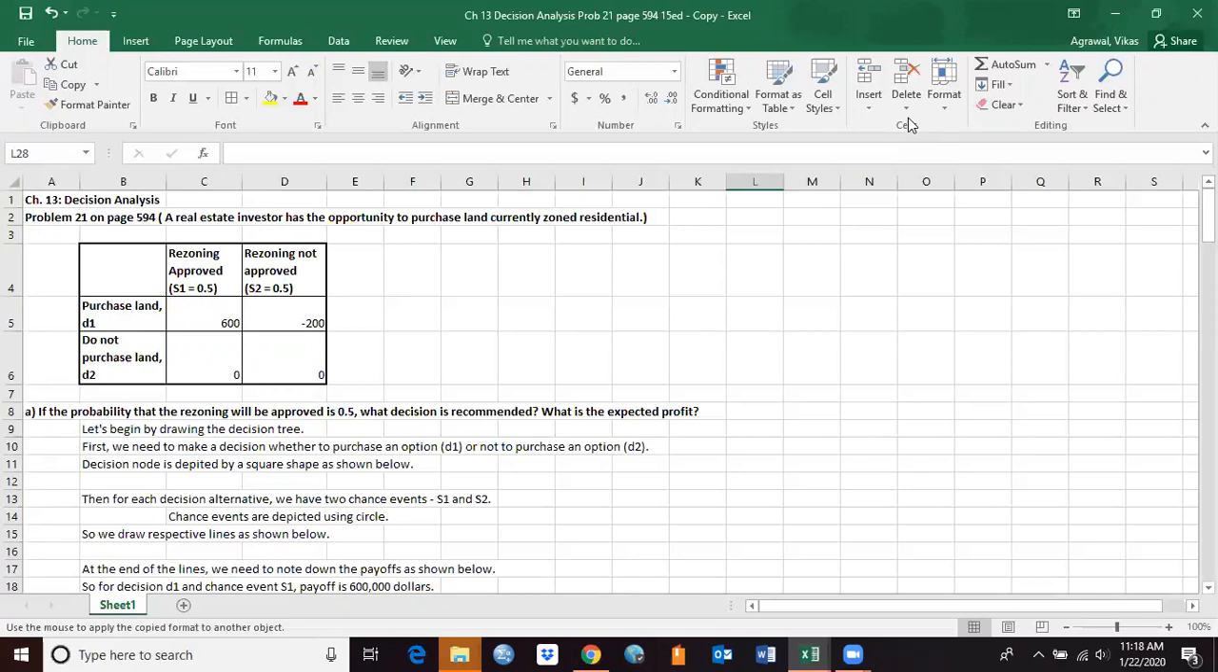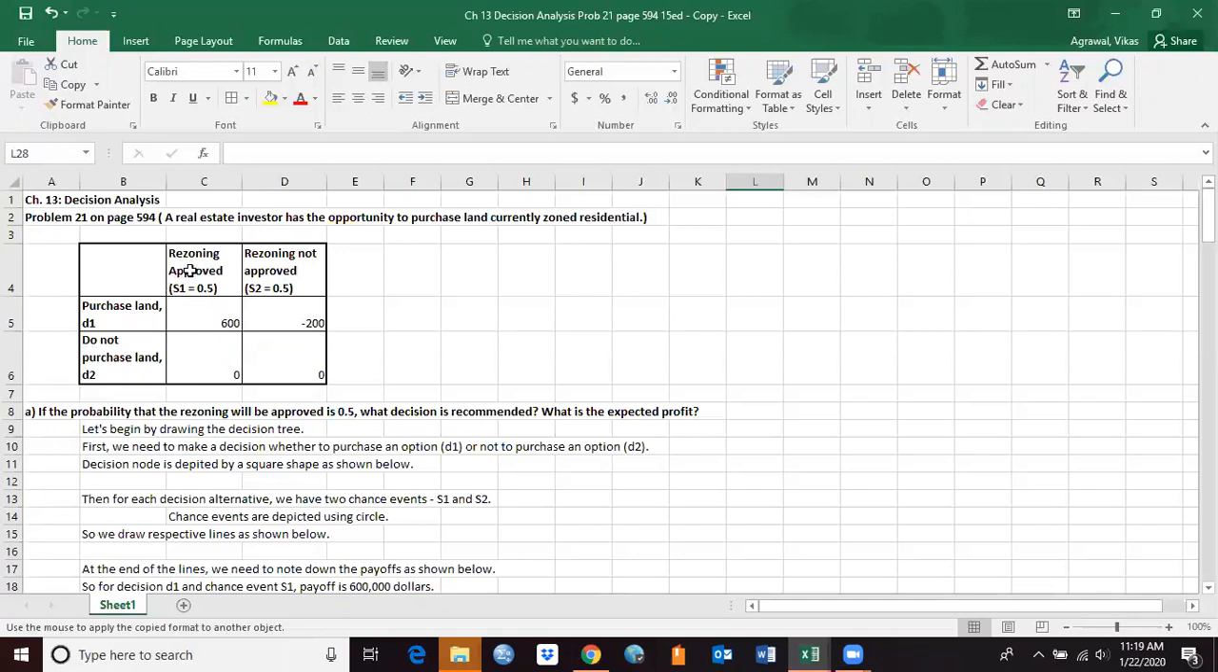So here we're gonna do problem number 21 on page number 594. A real estate investor has the opportunity to purchase land currently zoned residential. So this is the payoff table given here. So this investor has two options right now: purchase land or not to purchase land. So he is hoping that the land will be rezoned to commercial land and he'll make some profit.